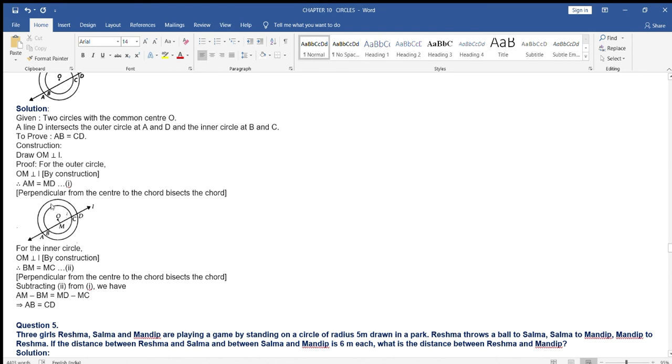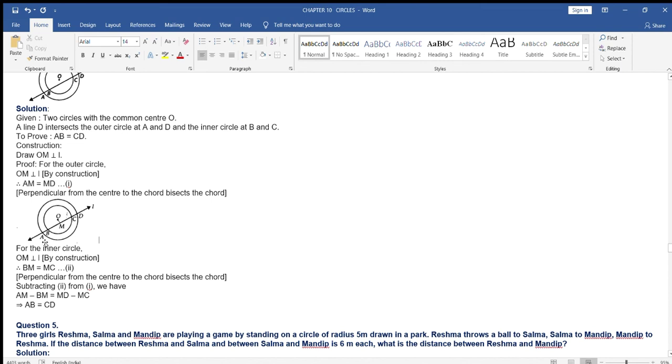Now if OM is perpendicular to BC, the chord of this inner circle, then it bisects the chord. So BM is equal to MC. Again, if you see the outer circle, OM is perpendicular to AD, then it also bisects AD, that is AM is equal to MD. So we have two equations: one is AM equals MD and another one is BM equals MC.